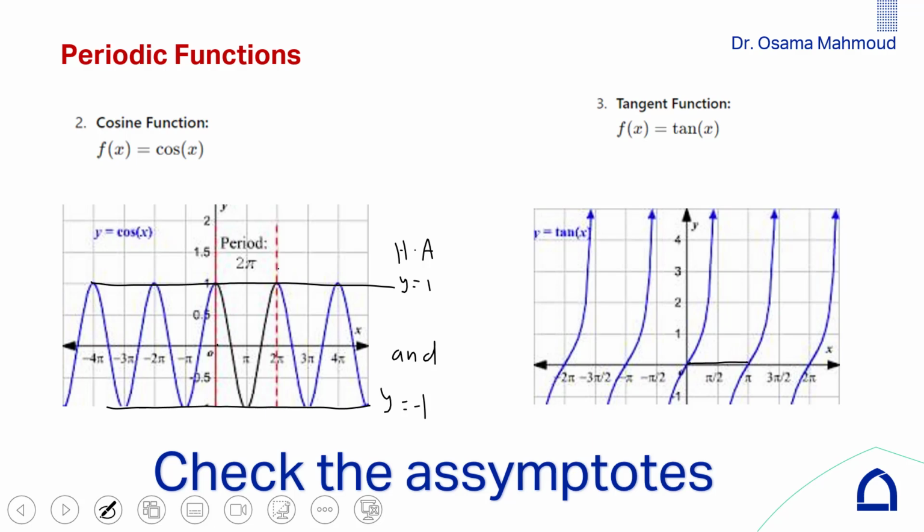Okay, for the tan x, you have many vertical asymptotes. You have a vertical asymptote at x equal to pi over 2, and also at x equal to 3 pi over 2, and x equal to minus pi over 2, and x equal to minus 3 pi over 2. But you don't have horizontal asymptotes. So all of these are vertical asymptotes because the function is not defined at these places.